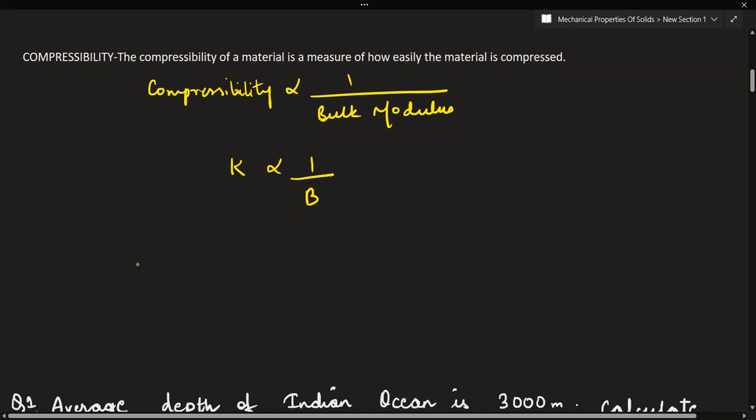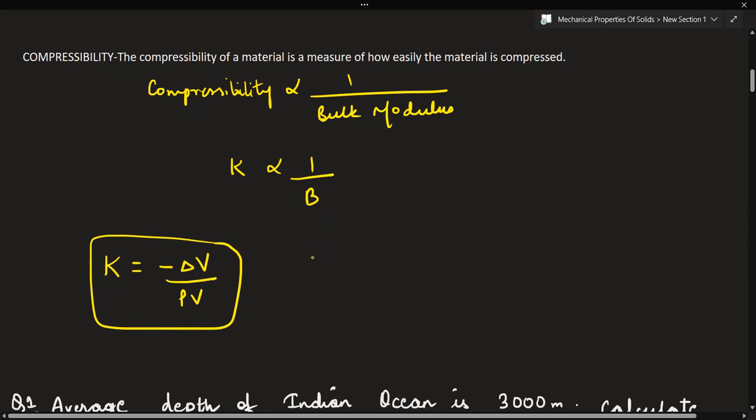Now see, if I write the formula for compressibility, we already have the formula for bulk modulus, so it would be just the reciprocal of it. Since it was minus PV by delta V, here we have delta V by PV. This is the formula for compressibility. If we compare the three states of matter, solids would be the least compressible, meaning solids and liquids are relatively incompressible.